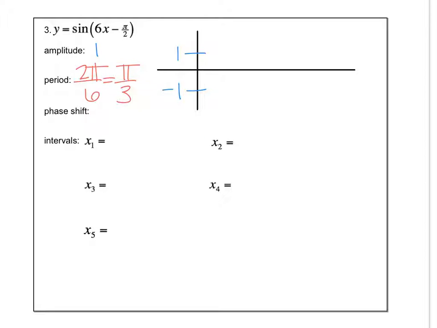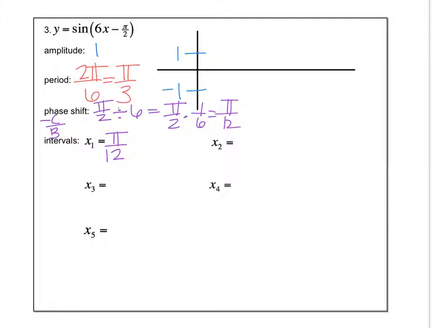The phase shift is negative c divided by b. That's how we get the phase shift. So we're going to have pi over 2 times 1/6. We can multiply by the reciprocal instead of dividing by 6. Isn't that pi over 12? Yes. That's my starting point. I can fill that in.